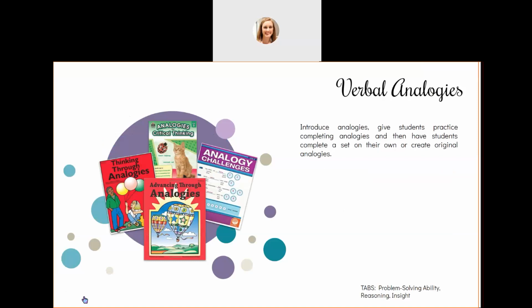So just be sure that you're not only using the multiple choice activities that might be for practice, but give more of an open-ended activity to really see if the students are understanding how to form those relationships. And these activities would lend themselves to problem-solving ability, reasoning, and insight on the tabs.